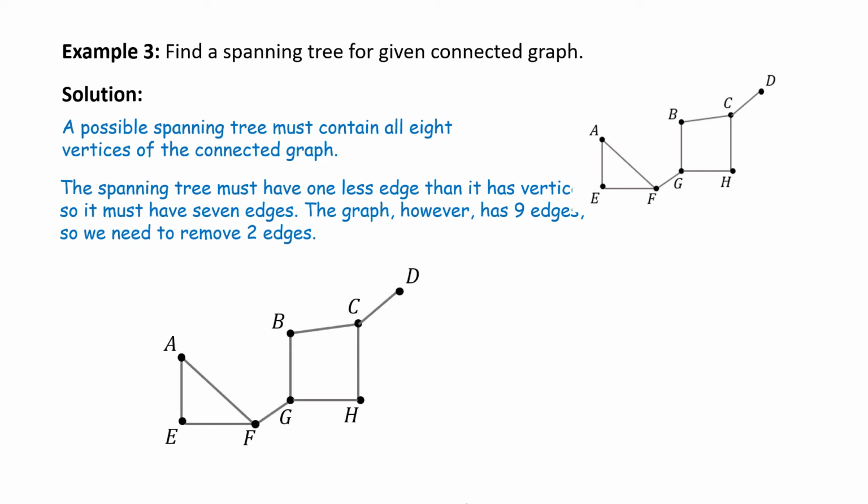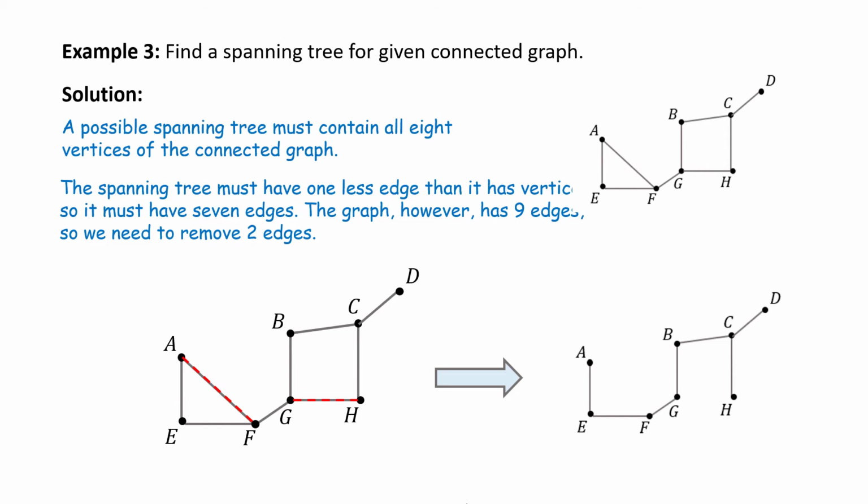The plan is to break circuits. One possible option is to remove the edge AF. That breaks the circuit AFEA, and remove the edge GH. That will break the circuit HGBCH. Then it'll give us the spanning tree with the right number of edges, that's 7, for the number of vertices, 8.